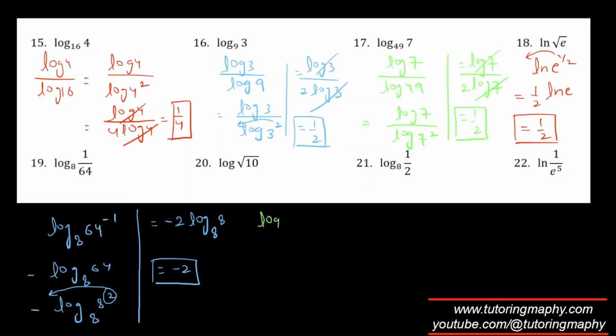This can be written as log of root 10, which is 10 raised to 1 over 2. 1 over 2 is thrown outside, which is 1 over 2 times log of 10. Log of 10 is 1, so the answer is just 1 over 2.